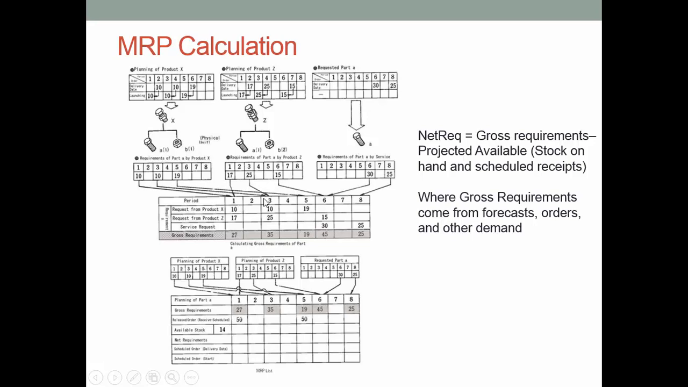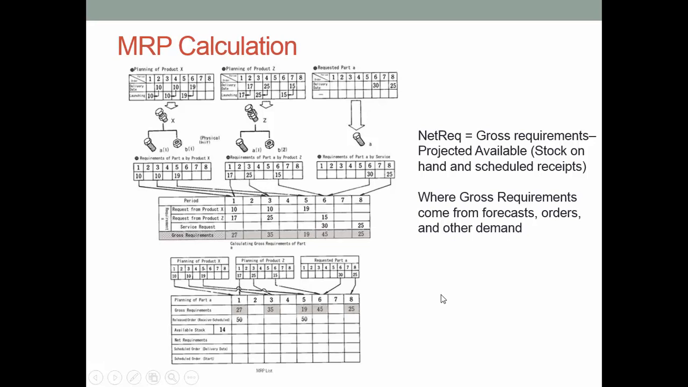So they're showing you that we have our periods across the top. Request for product X, in this case, in week 1 we have 10 ordered. In week 3 there's 10 ordered. In week 5 there's 19 ordered. Request for product Z, in week 1 there's 17 ordered, week 3 25 ordered, and so on. And the service, again, 30 in week 6 and 25 in week 8. So our gross requirements are 27, 35, 19, 45, and 25 in week 8.